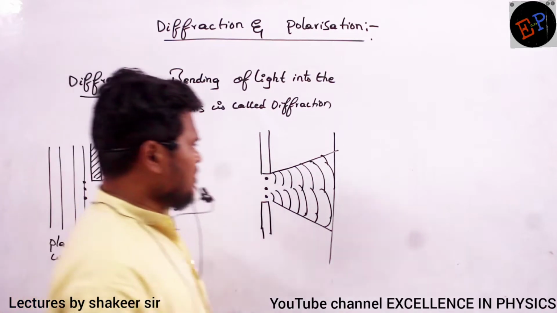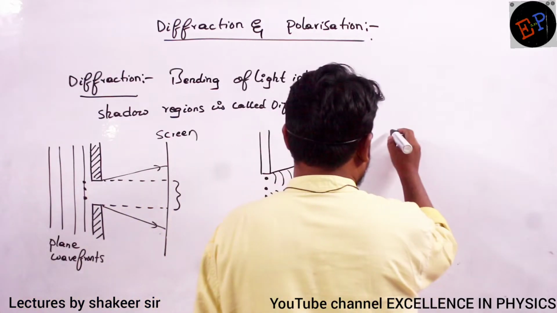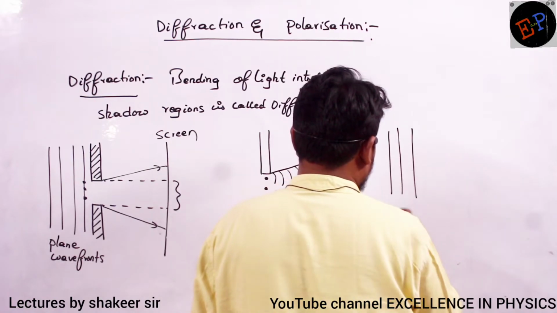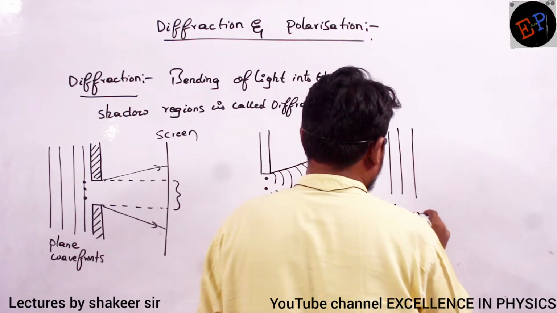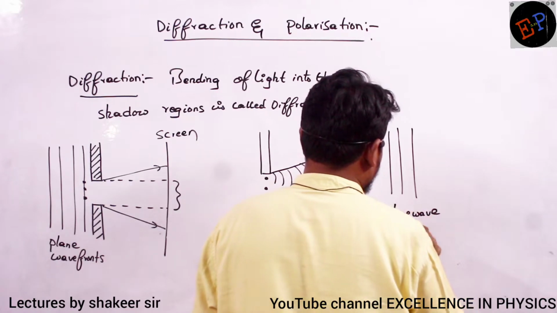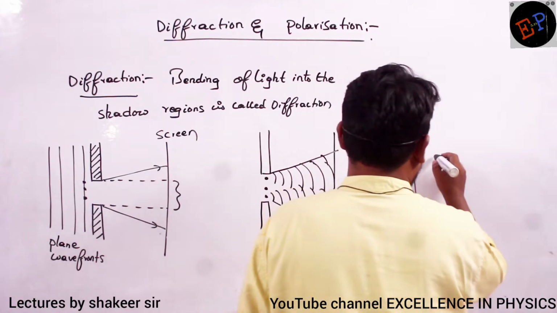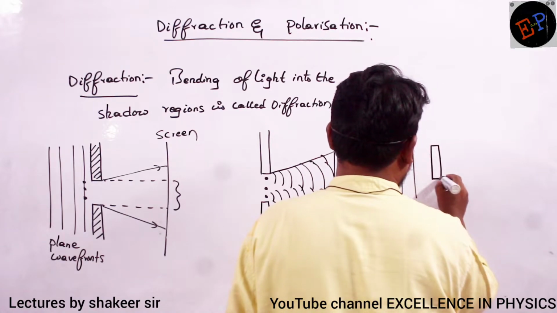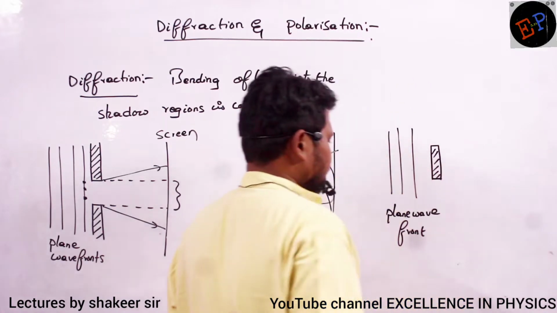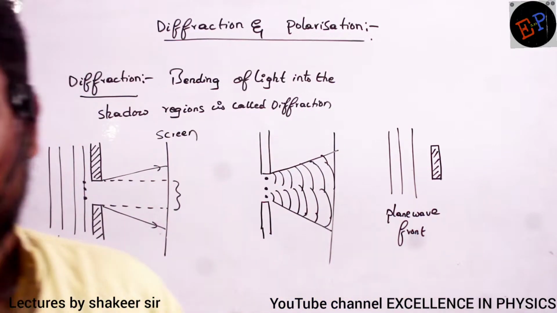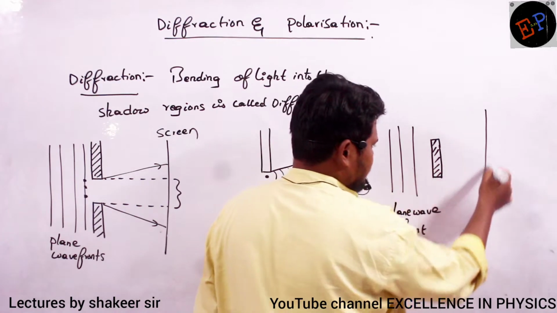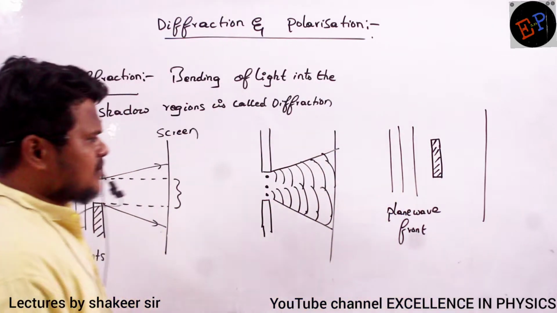Similarly, if I take one more example, consider this is a plane wavefront. And here I am placing an obstacle. So this is the obstacle and here a screen is present. Now can you say what can I expect?